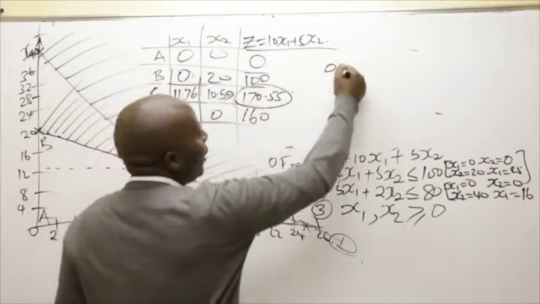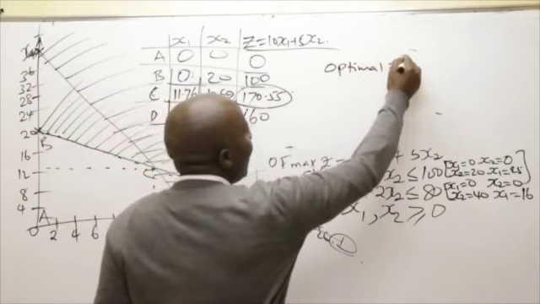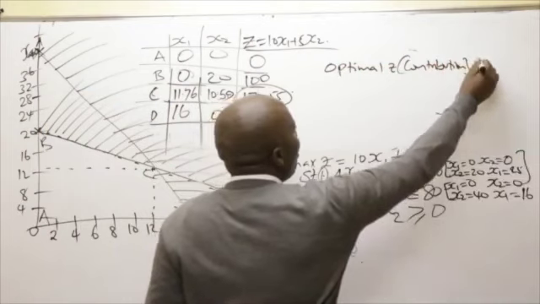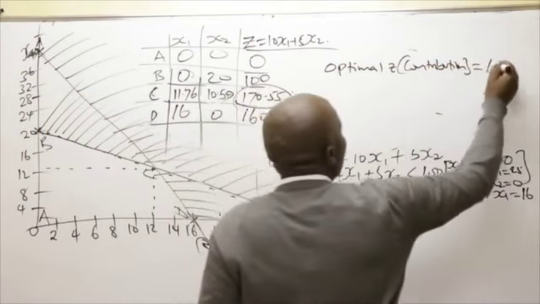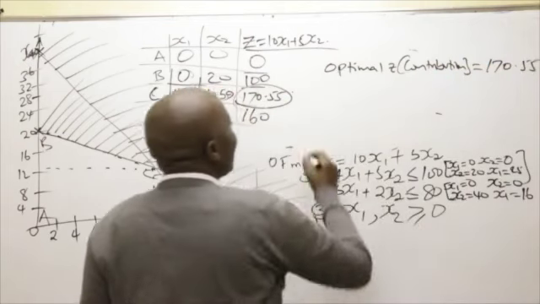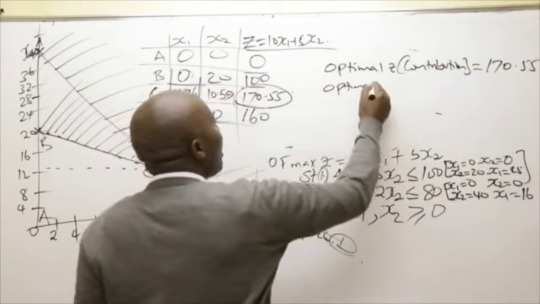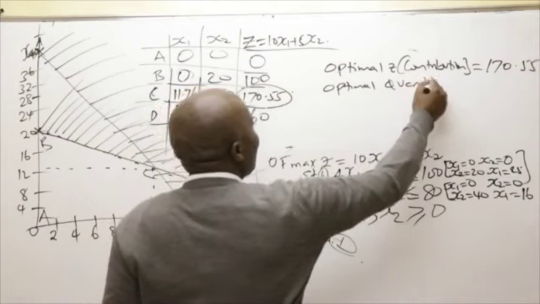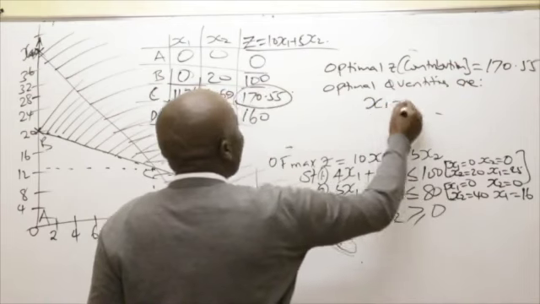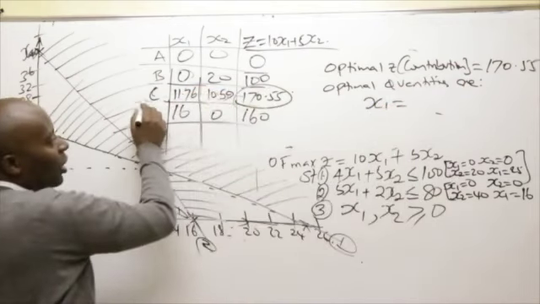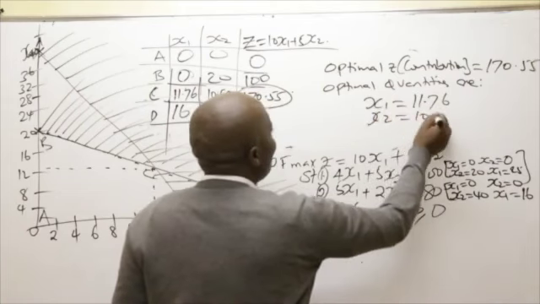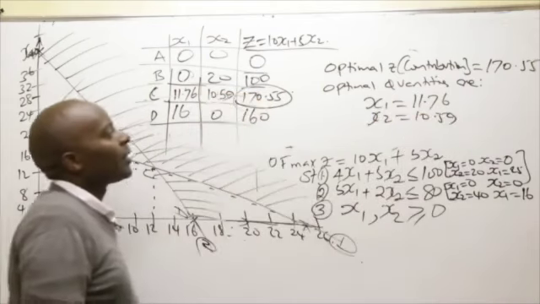So you're saying that the optimal Z, what we are calling optimal contribution, equals 170.55. And if that is the case, then the optimal quantities are as follows: x1 as per corner C will be 11.76, and x2 will be 10.59 as per corner C.